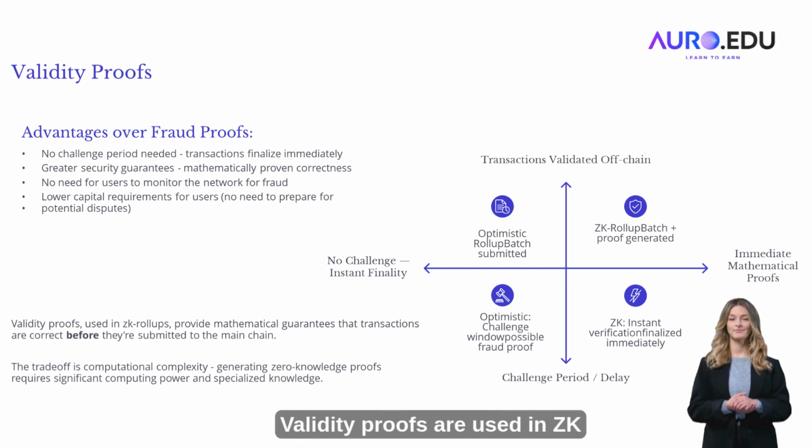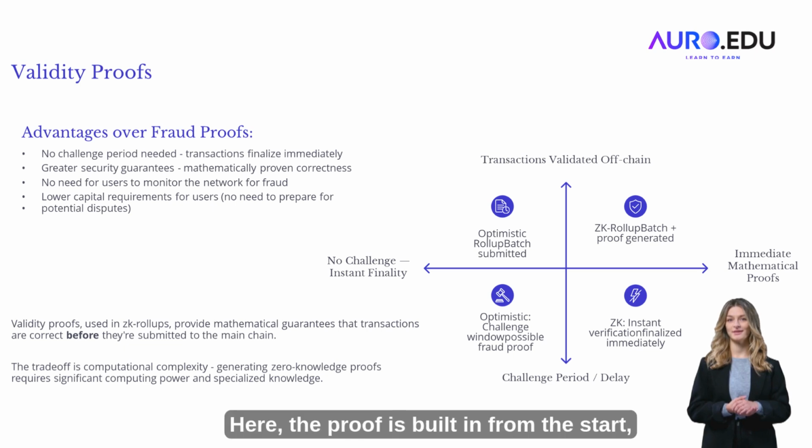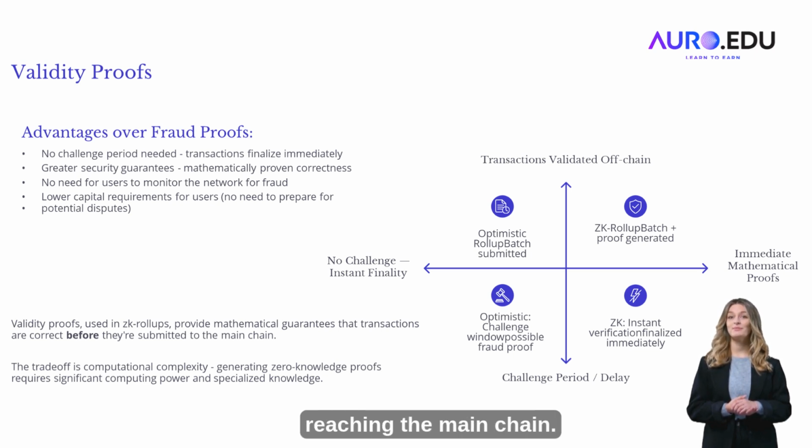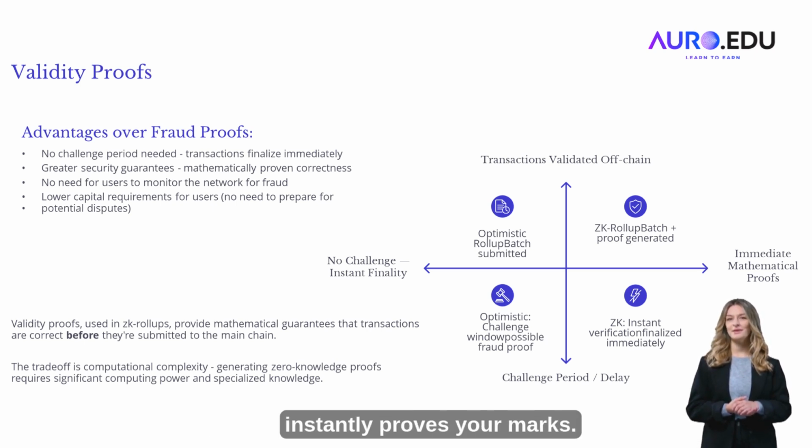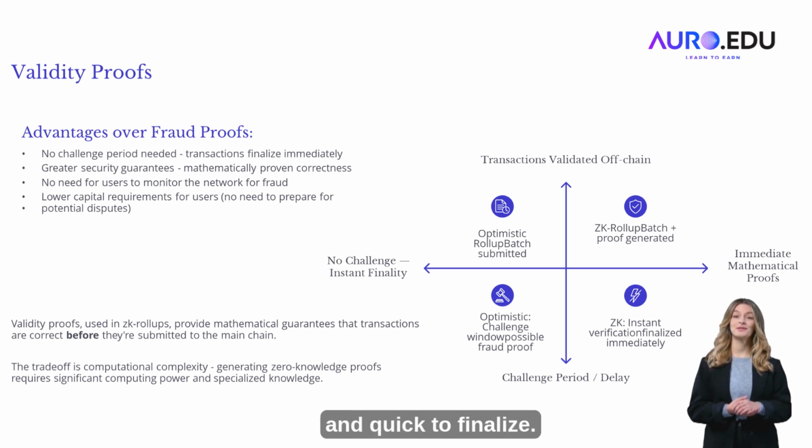Validity proofs. Validity proofs are used in ZK rollups. Here, the proof is built in from the start, so no challenge is needed. This guarantees transactions are valid before reaching the main chain. It's like handing in a signed certificate that instantly proves your marks. This makes ZK rollups secure and quick to finalize.